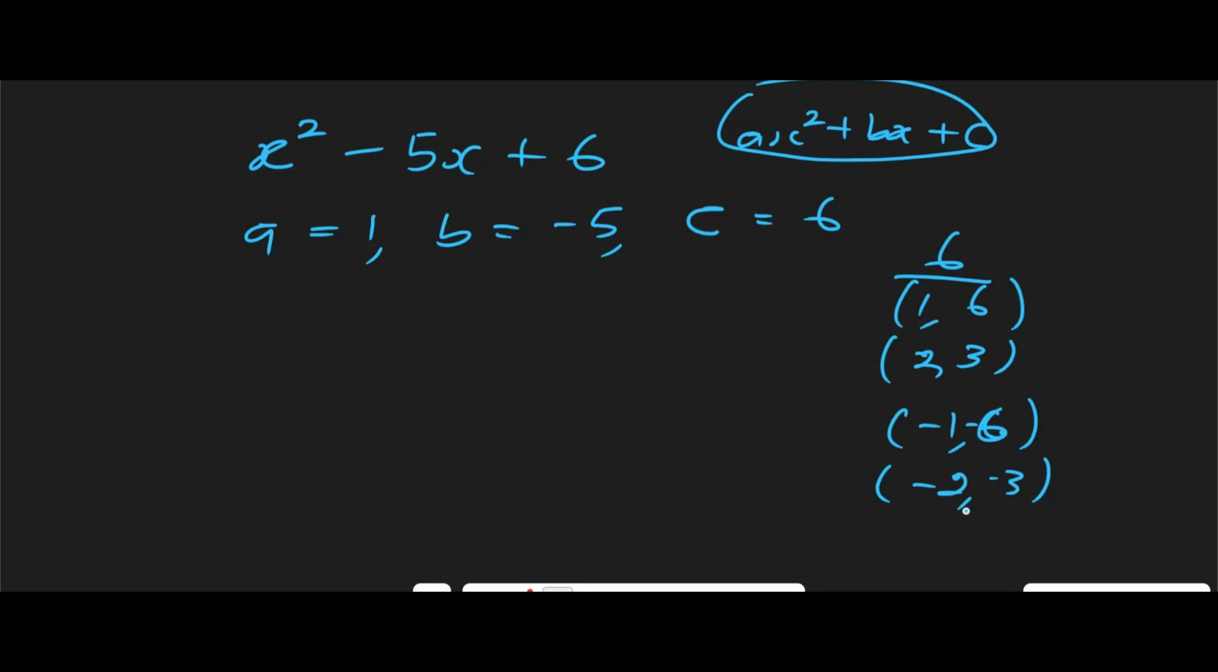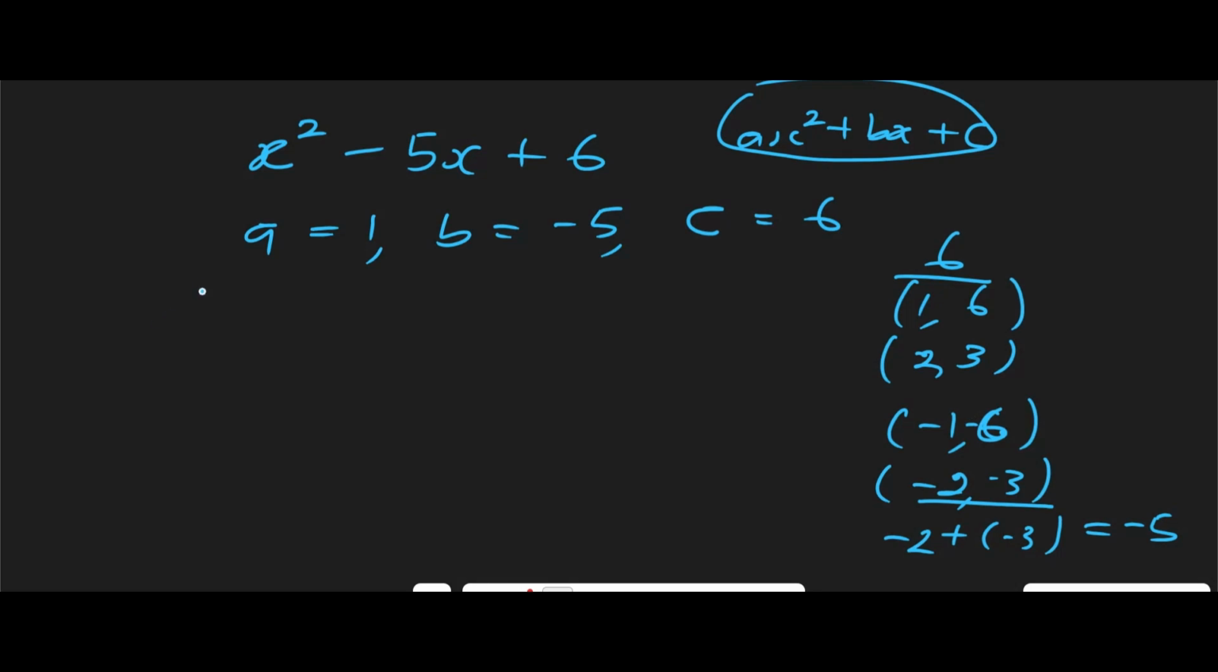Because -2 minus 3 is going to give us -5. So that means I'm going to add these two. So -2 plus -3 will give me -5. So I can use these two pairs, or these two numbers, to replace -5x. So that's what I'm going to do.